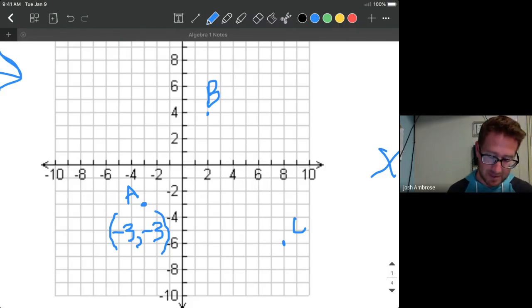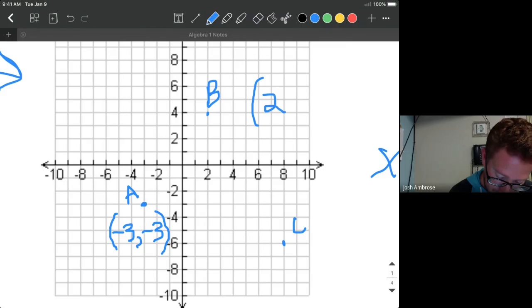Now let's take a look at point B, and we are going to start by moving to the right. So that is a positive. So we go to the right 1, 2 times. Don't forget your commas. And then we go up, which is also a positive, and we're going up 4 times. So there is a 4. So point B is at 2, 4.